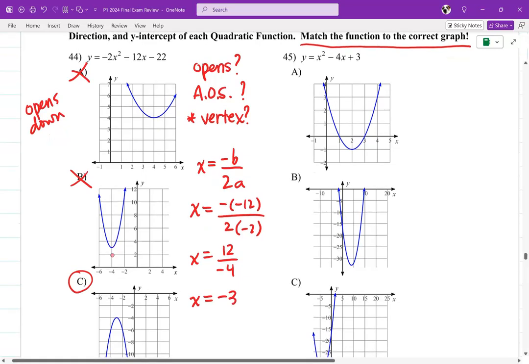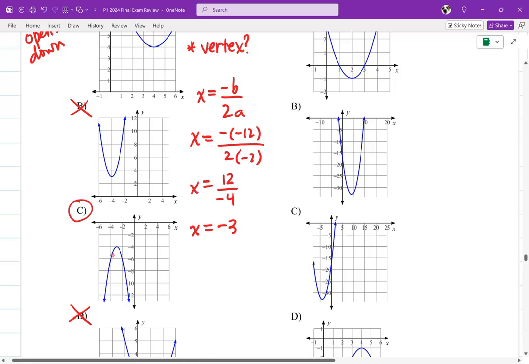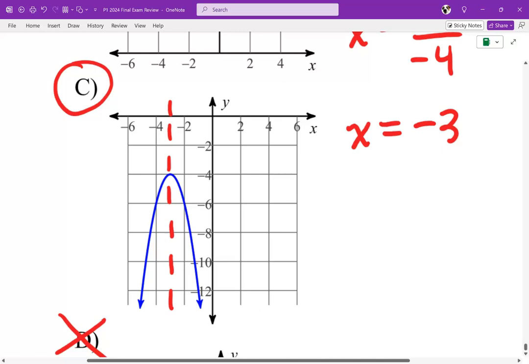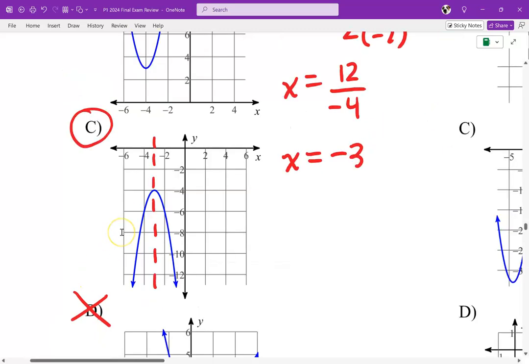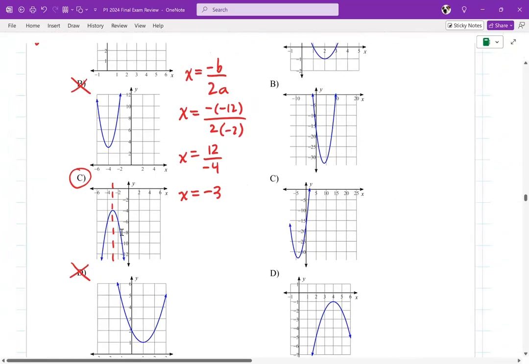Notice how my answer at negative 3, here's negative 3, has a vertical line that would cut it right in half. Right? I could see right there, there would be a vertical line that cuts it perfectly in half. That's how you do both checks. You check which way does it open, and does the line cut it in half. Okay? So, all right, let me zoom back out. Any questions on that one?